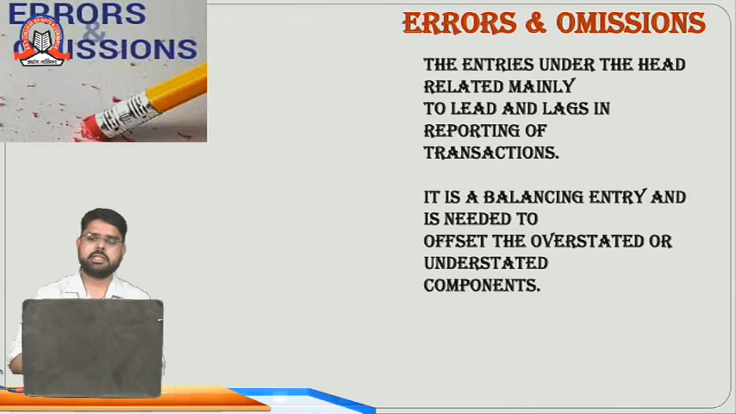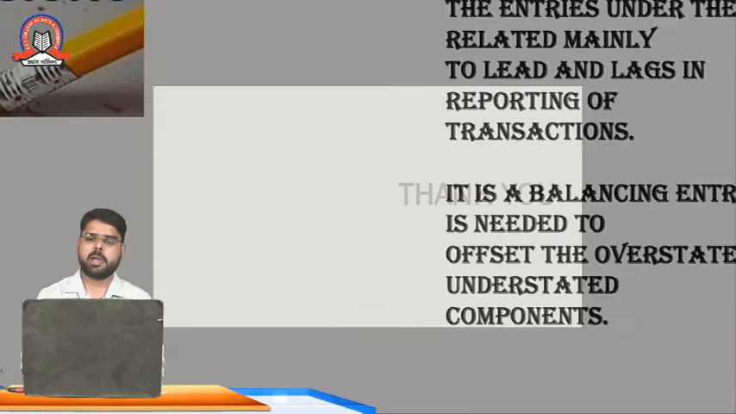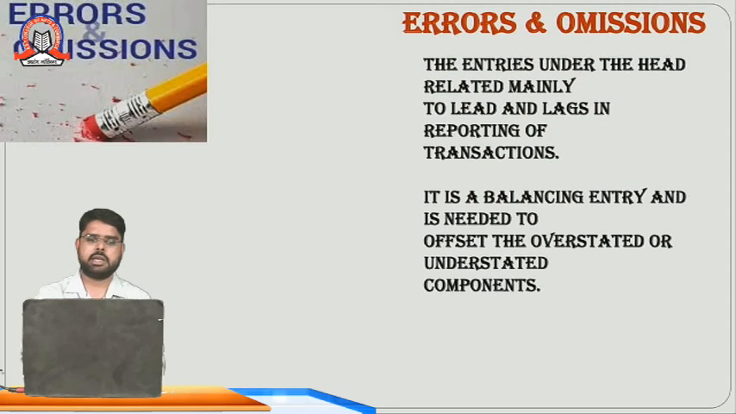Moving further, that is the errors and omissions. What are errors and omissions? Sometimes when we are importing or exporting, in accounting we make some errors or sometimes we make omissions. The entries under this head relate mainly to lags in the reporting of transactions. It is a balancing entry to offset the overstated or understated components. So it is written here, the balancing must be there. The RBI is there, balancing the imports and exports of the country.